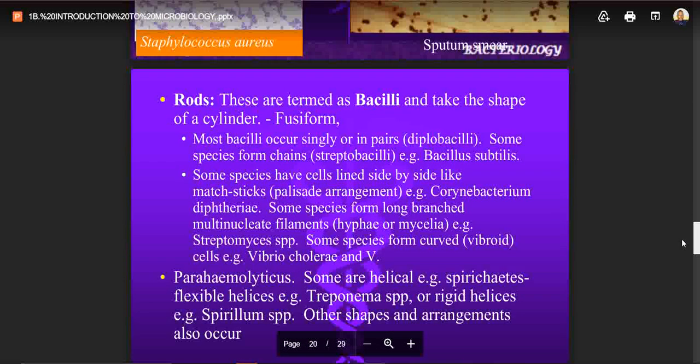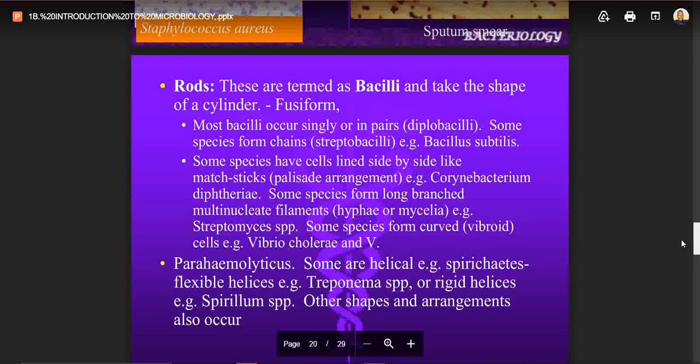Most bacilli occur singly or in pairs like diplobacilli. Some species form chains like streptobacilli. Bacillus subtilis is an example. Some species have cells lined side by side like matchsticks. The example is the palisade arrangement, that is Corynebacteria, for example Corynebacterium diphtheriae.